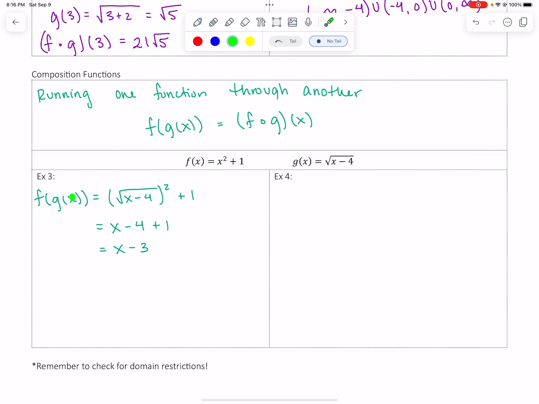I'm first using g of x, okay? And when I think about any inputs of g of x, I can only use numbers from 4 to infinity. So I can only start on this one. I have a domain of 4 to infinity. So even though this is a linear function, it's going to be a linear function starting at 4 and going to infinity. And that is because I started with g of x, meaning that I could only use inputs from 4 to infinity. That's going to be a little bit different when we flip it around.